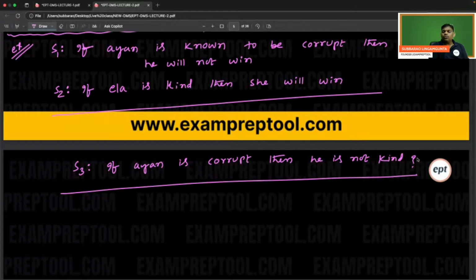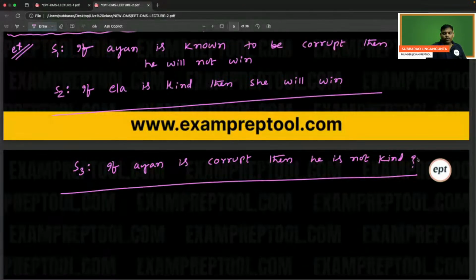S1: If Iron is known to be corrupt, then he will not win. S2: If Ella is kind, then she will win. S3: If Iron is corrupt, then he is not kind. So these are the statements. From S1, S2, will you get S3 or not? Verify.